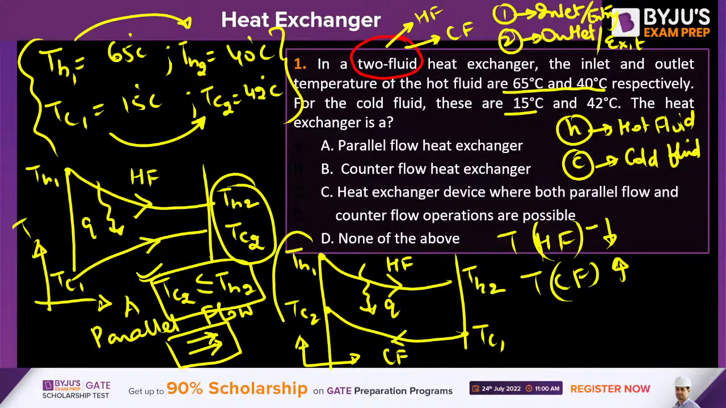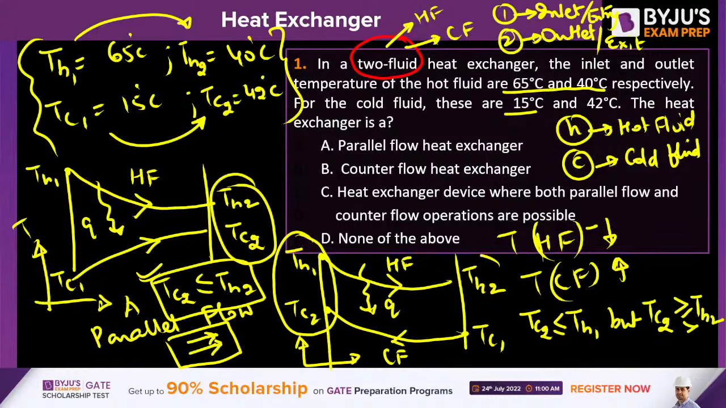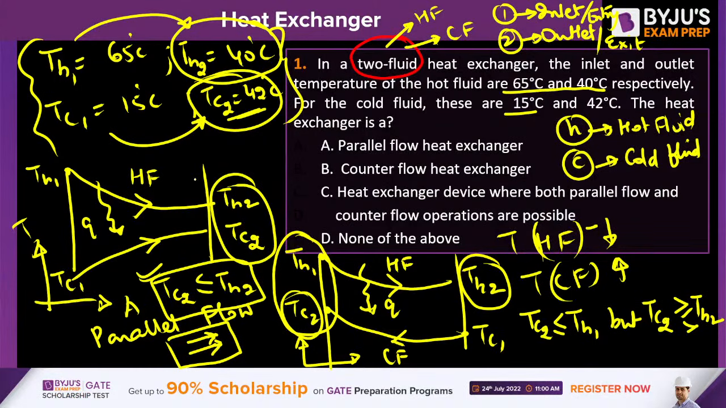So if you see from this condition, we can say TC2 should always be less than TH1, but TC2 can be less than, equal to, or greater than TH2. There is no connection between TH2 and TC2. TC2 can be less than TH2, TC2 can be equal to TH2, or TC2 can be greater than TH2. If you see TC2 and TH2, TC2 is 42 which is greater than 40, because TC2 is greater than TH2.